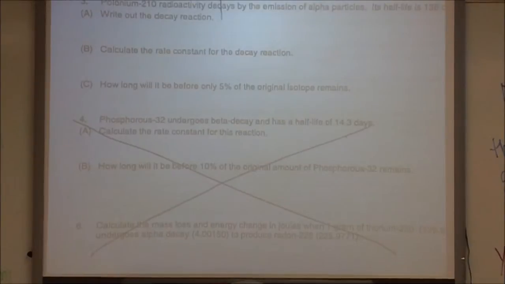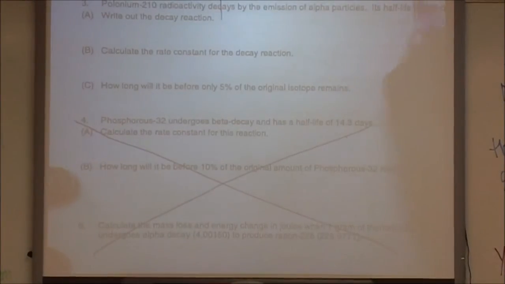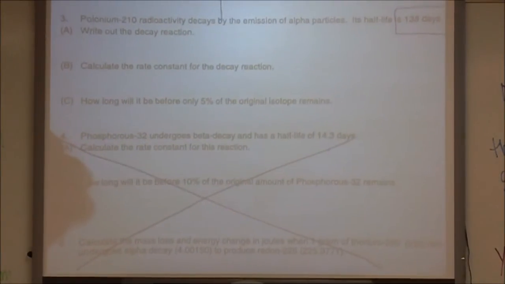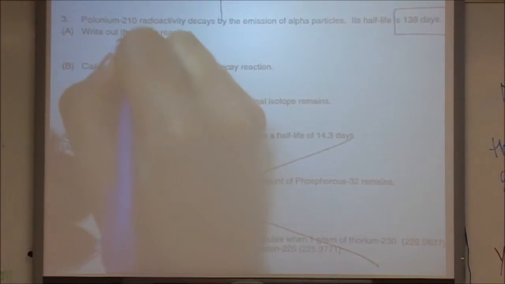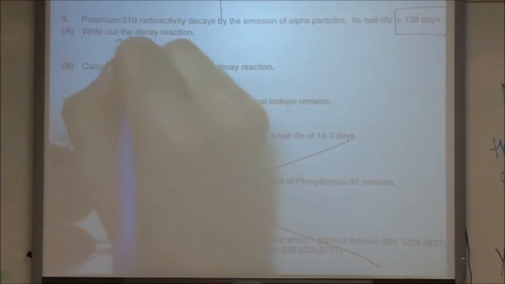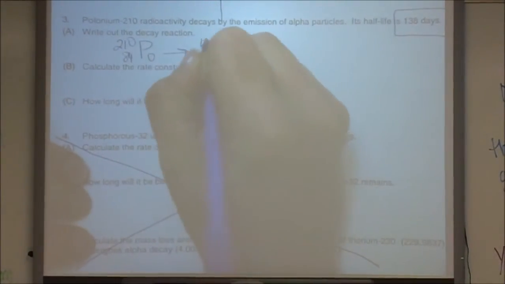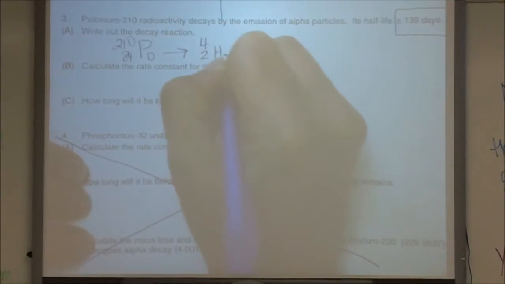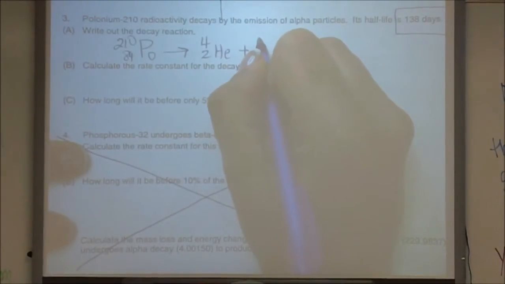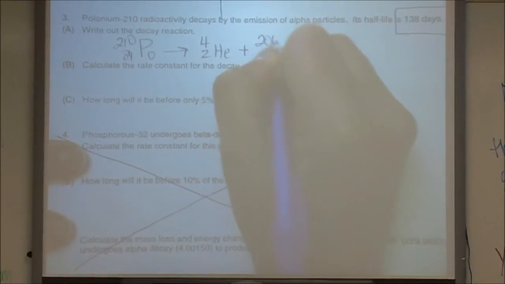Polonium-210 decays by the emission of alpha particles. Its half-life is 138 days. So the first thing we want to do, it says write out the decay reaction. So we have 210. What's the atomic number of polonium? 84. We're going to undergo alpha emission, and we're going to get lead. 206 over 82 lead.